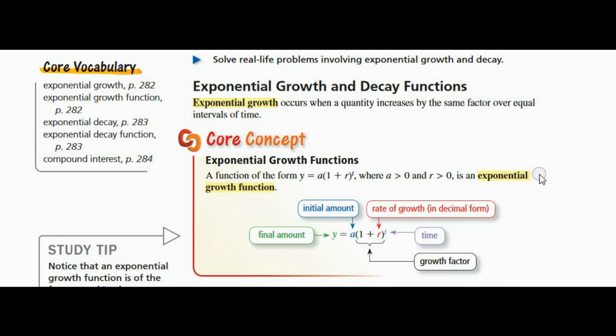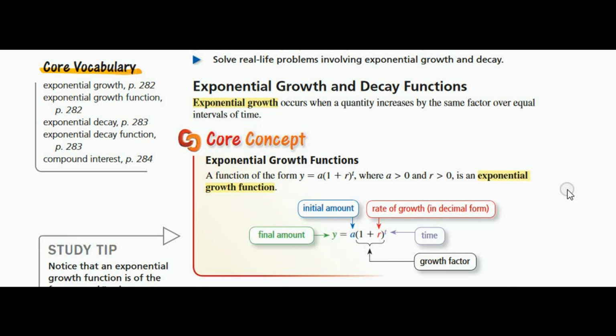This core concept is in your packet. This core concept is found in your book. It should be very helpful for you as you work through these problems. Exponential growth occurs when a quantity increases by the same factor over equal intervals of time. And so we saw that with our table of data, and that's how we could tell that we had an exponential function.